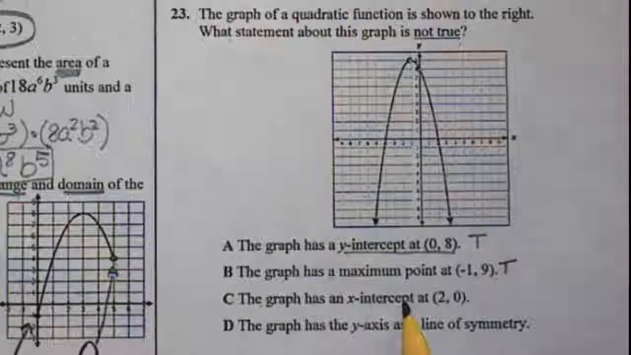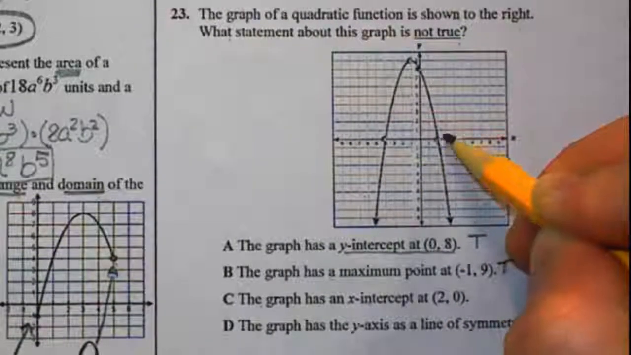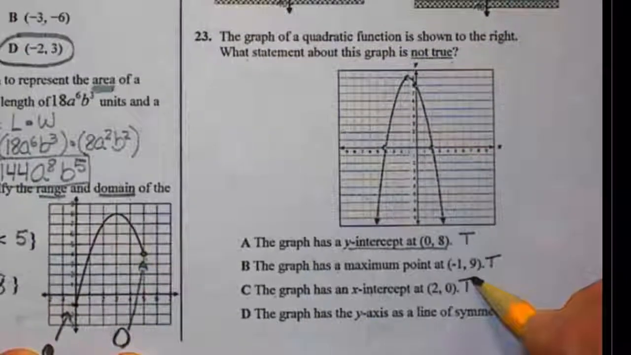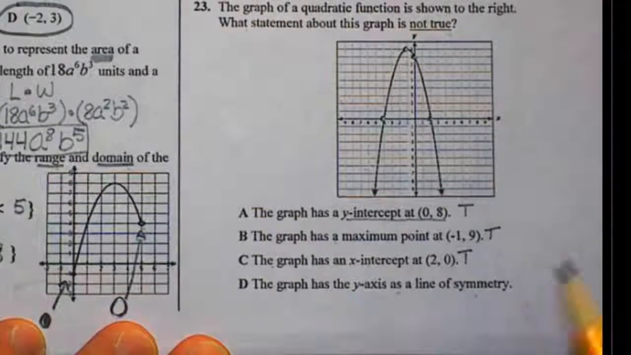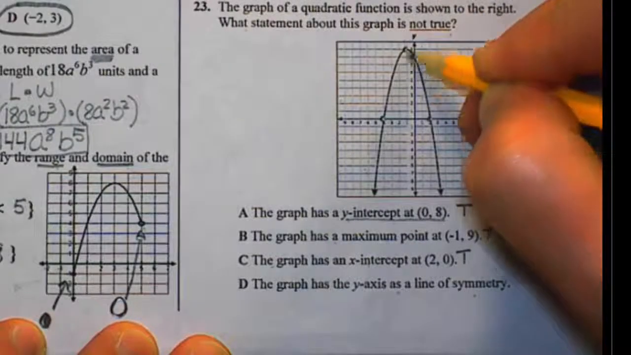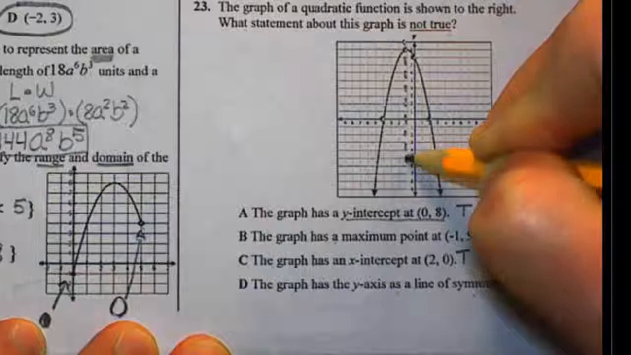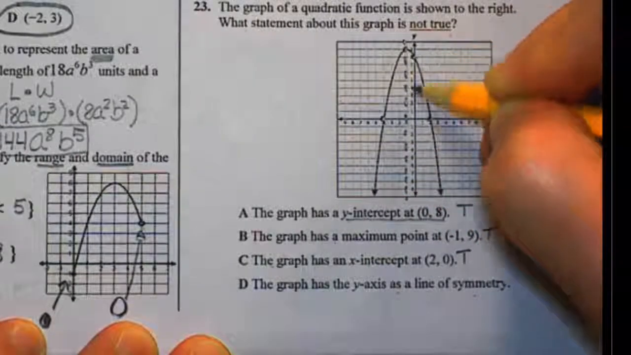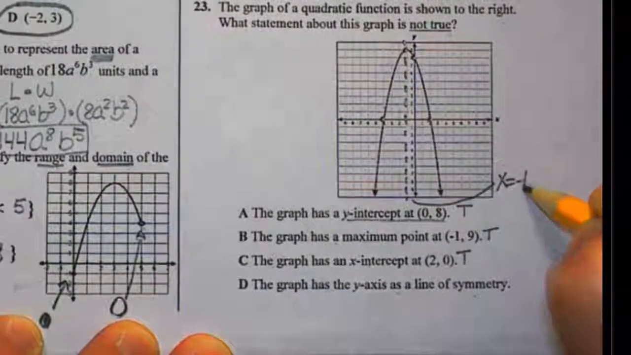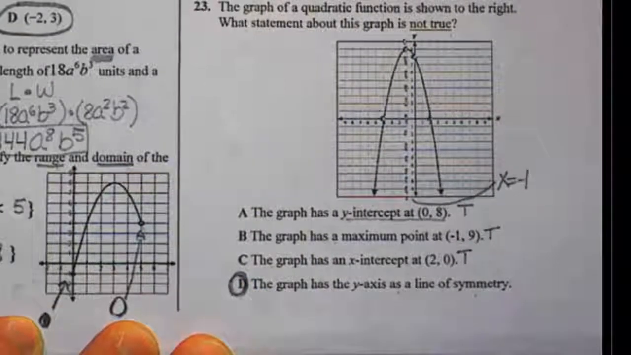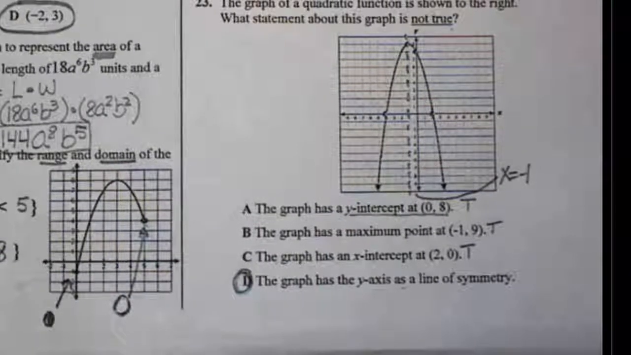The graph has an x-intercept at (2, 0). I see two x-intercepts, one at (-4, 0), and the other one at (2, 0). So that means letter C is true. The graph has the y-axis as a line of symmetry. Line of symmetry is the line that goes right through the vertex, right in the middle. And as you can see here, the line of symmetry is not the y-axis. The y-axis is right here. The line of symmetry is this one right here, which would be the line x equals -1. So that means the line of symmetry is not the y-axis. So letter D would be the answer for this problem.